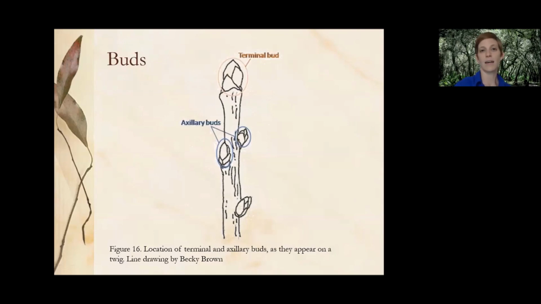So there's different types of buds, which is either where a new leaf is going to emerge or a flower is going to emerge. So there's axillary buds, which are on the sides of the twig, and then there's the terminal bud, which is where the new growth of the twig is going to occur, and that is typically larger and at the very tip of the twig.